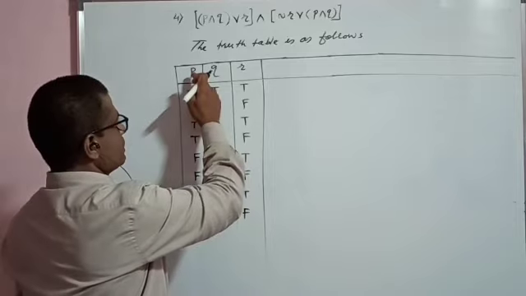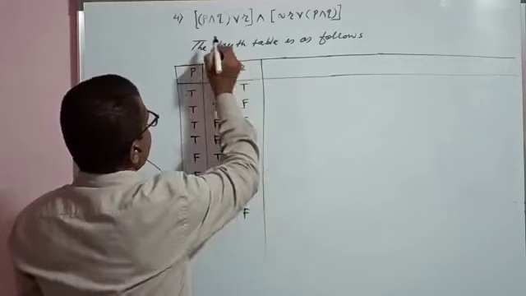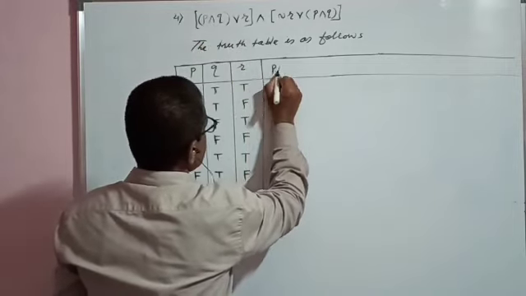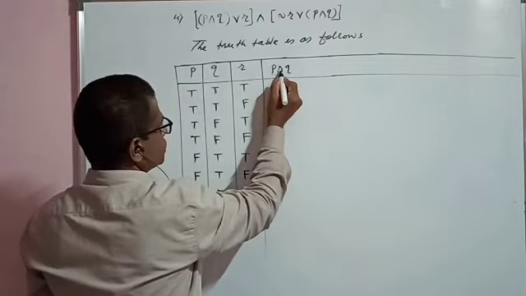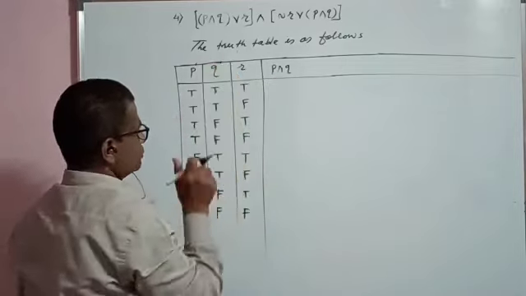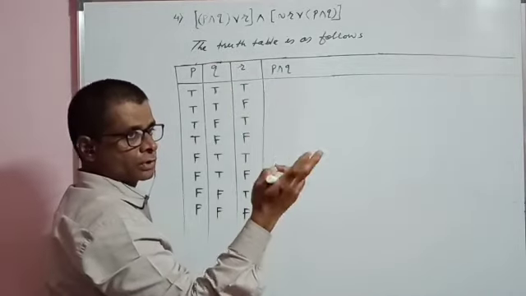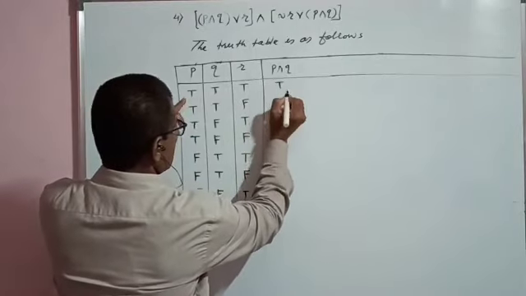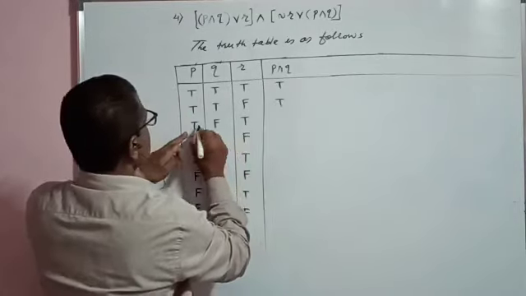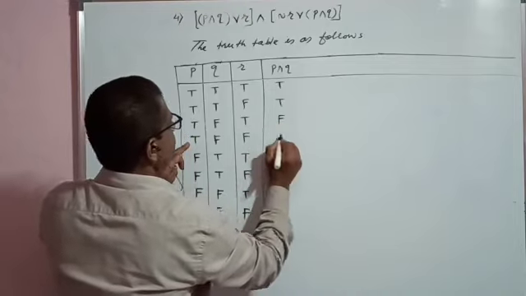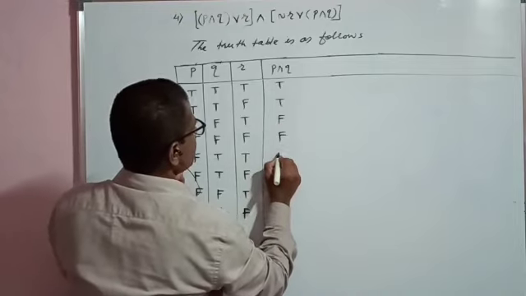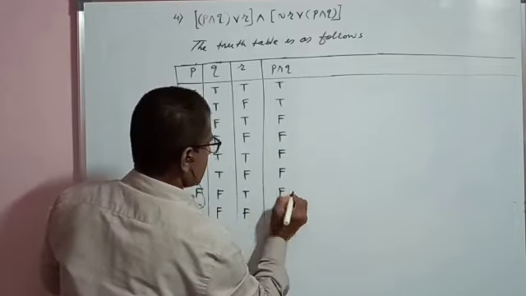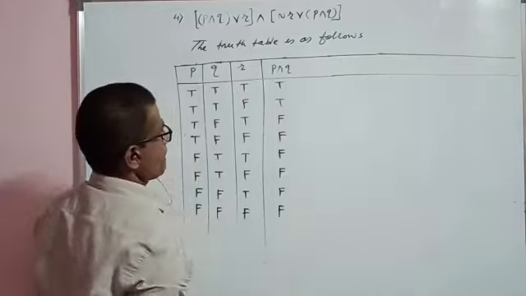Okay, so statement letters P, Q and R. Then take the conjunction of P and Q. So P conjunction Q, the conjunction of these 2 columns. The conjunction is true if both are true and it is false in all other cases. Say T T, it is T. T T, it is also T. T F F, T F F, F T F, F T F, F F F, F F F.